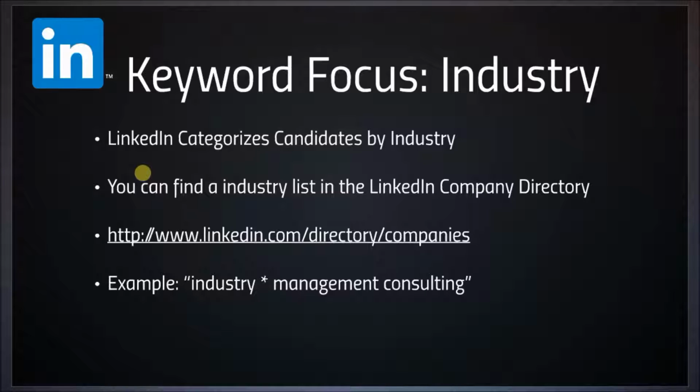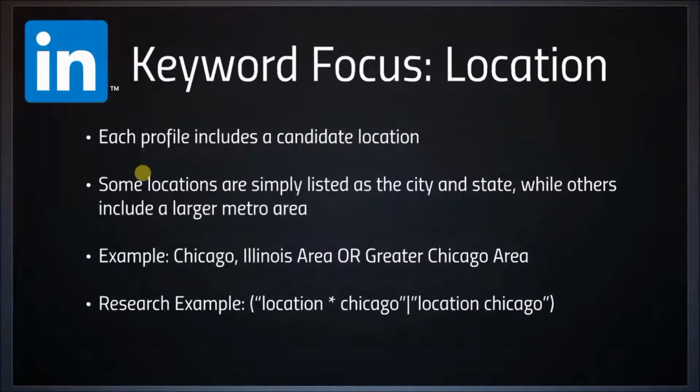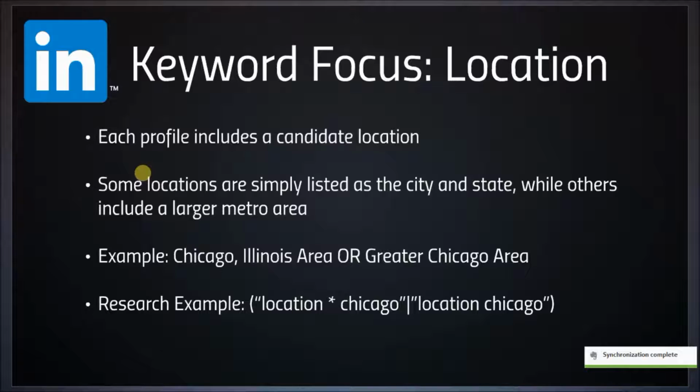Now another area I want to focus on is keyword focus for location. As I mentioned before, each profile on LinkedIn includes a candidate location. Some of the locations are simply listed as maybe the city and state, while others include a larger metro area. So for example, some candidates in Chicago might have Chicago, Illinois listed, while other ones have the greater Chicago area, which covers the metro area. So as you can imagine, if I'm targeting candidates in Chicago, I want to make sure that I include every candidate in both of those areas.